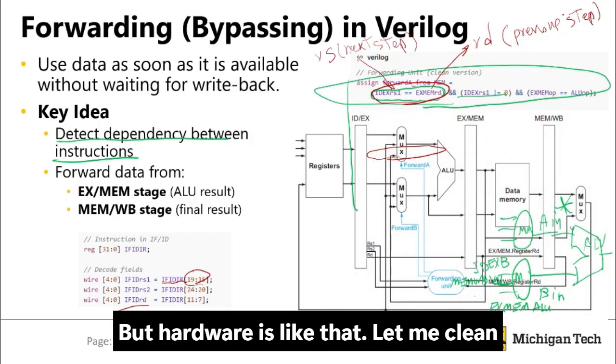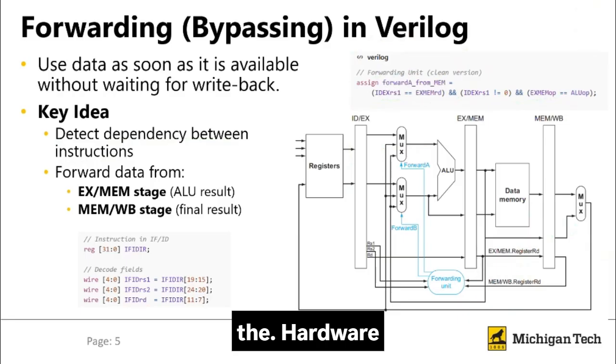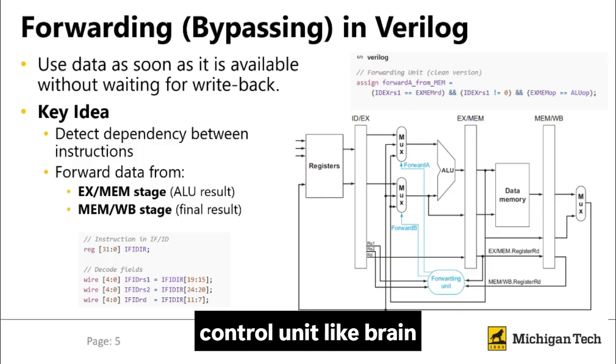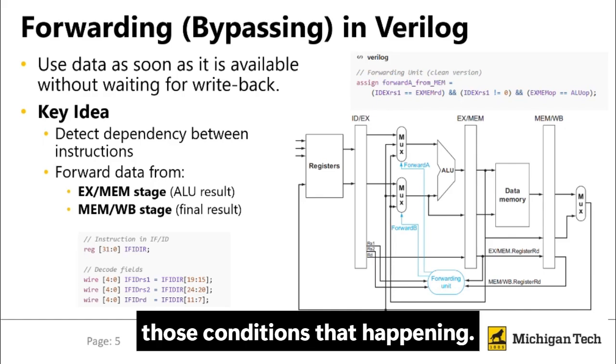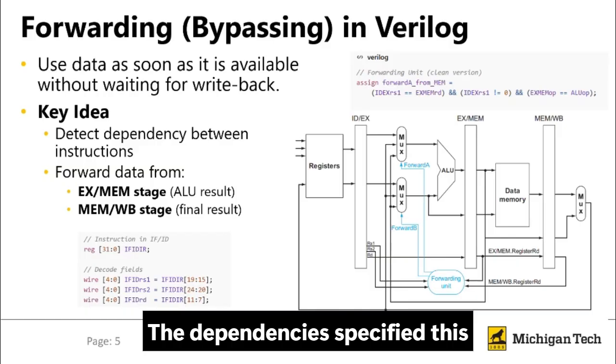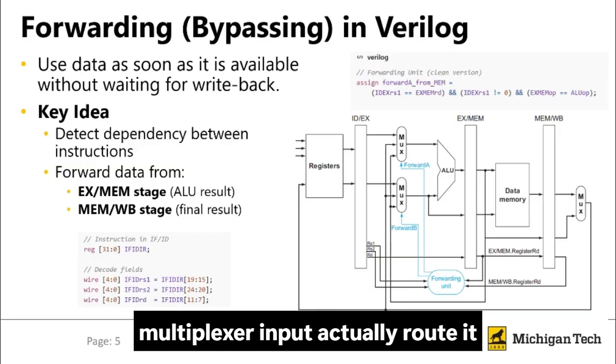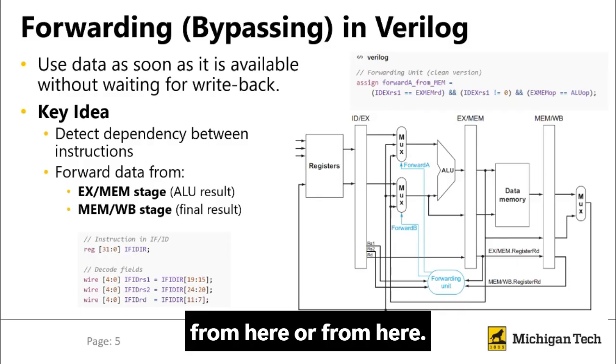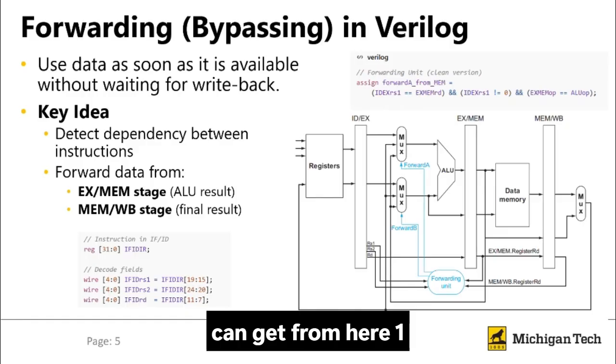But hardware is like that. Let me clean the board. Hardware is like this: you have one small control unit, like a brain, that does this forwarding. This forwarding brain makes decisions based on the conditions that are happening and the dependencies specified. This multiplexer input is routed from here or from here. As you can see, you can get one of the inputs from here, or you can get it from here.